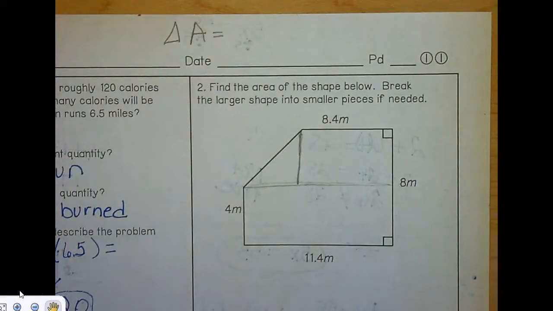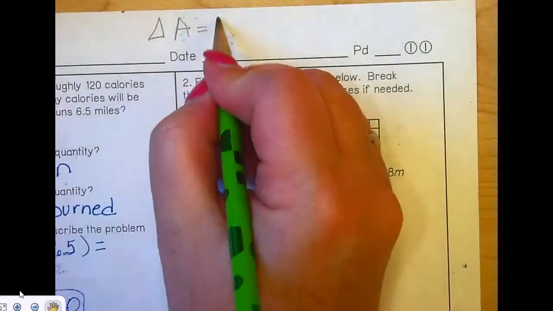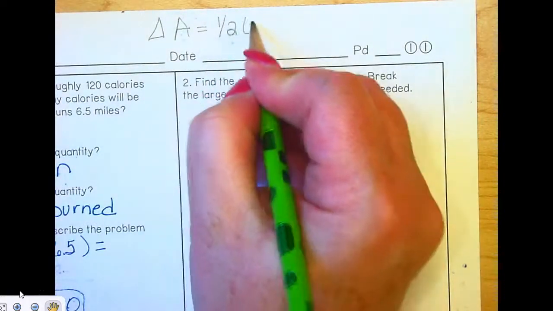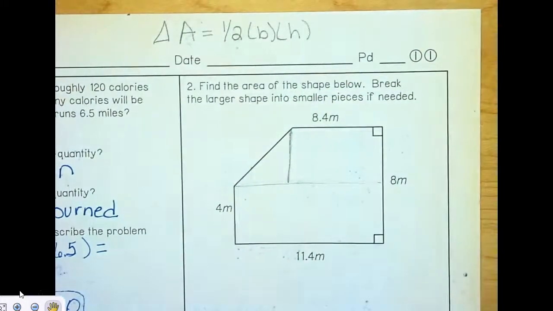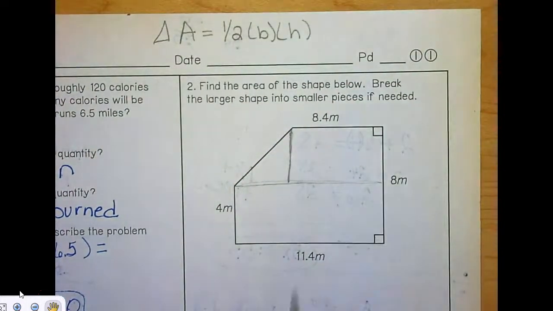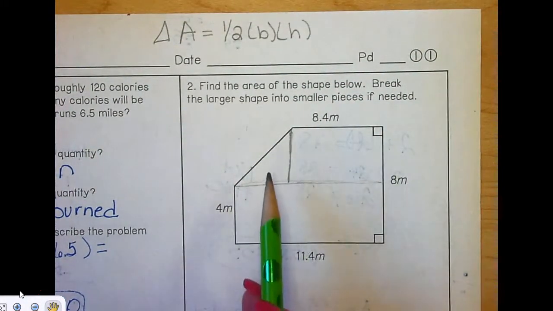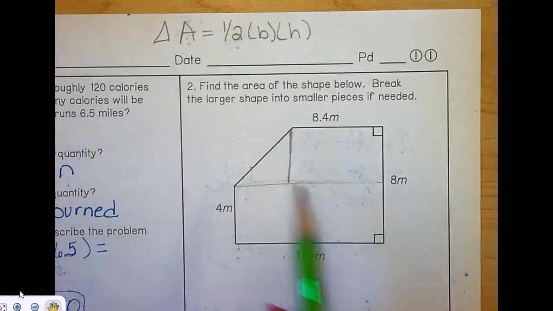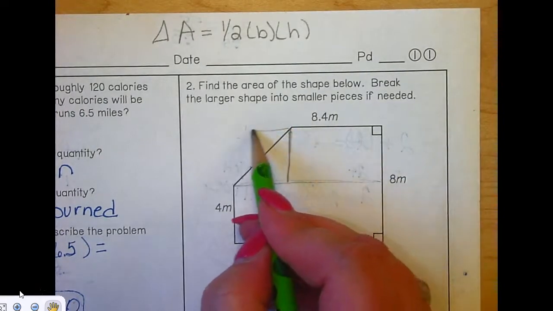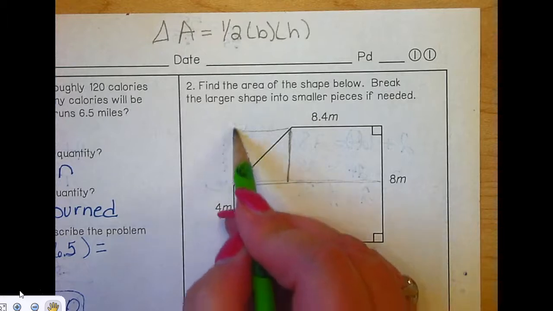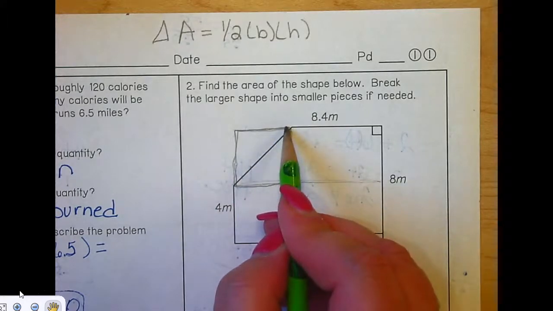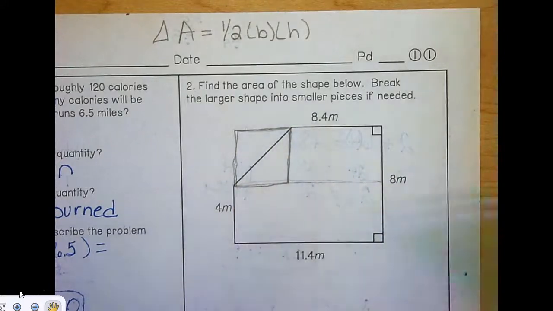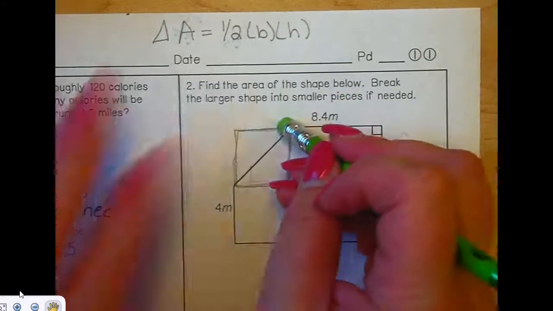1/2 of the base times height. So 1/2 of base times height, because this is half of a square or half of a rectangle. Because if we put this whole thing here, that would make this whole shape a rectangle. But because it's only half of it, we have to do half of the base times the height.